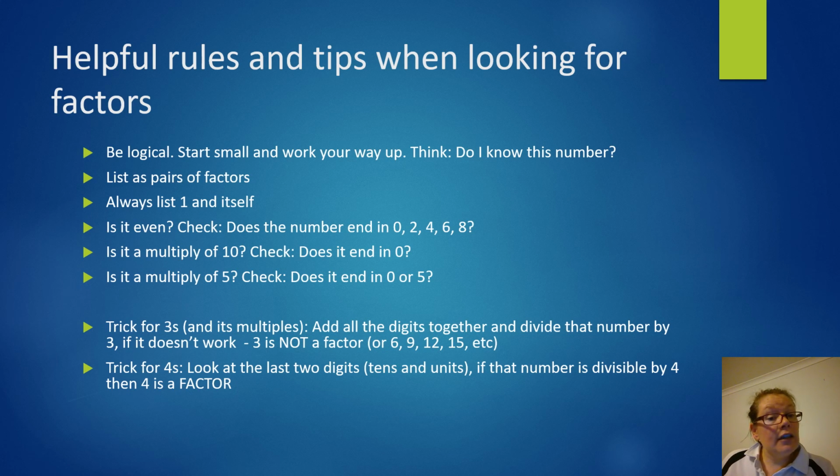Two other tricks that I recently learned. So for working out whether it's in the 3 times tables or a multiple of 3, add all the digits together and divide that number by 3. If it doesn't work, then 3 is not a factor, which means 6, 9, 12, 15, etc. are not factors. The trick for 4 is look at the last 2 digits, the tens and the units. If that number is divisible by 4, then 4 is a factor.